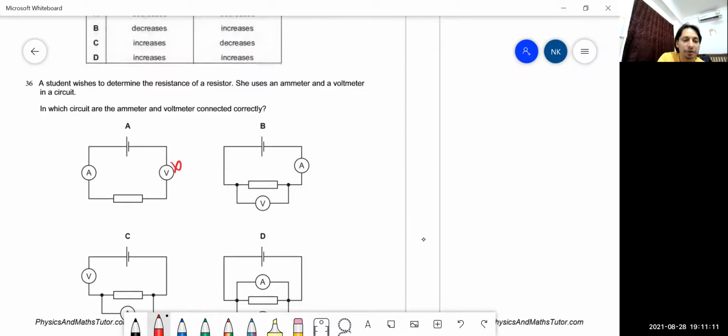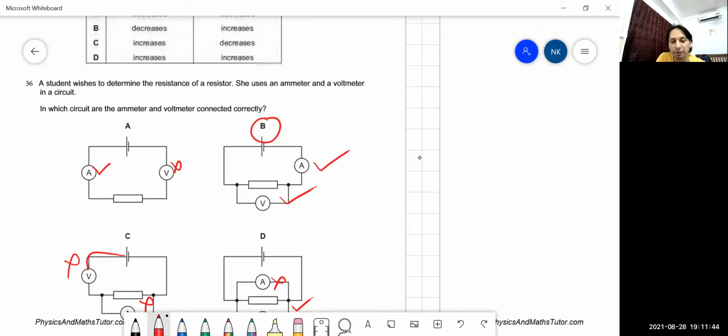This is a series combination. Voltmeter should be in parallel, children. Even though the ammeter is correct, the position of the voltmeter is wrong. Here the ammeter is correct, and the voltmeter is connected at the right position, so the answer will be B. But let me go to option C also. In option C, the voltmeter is connected directly with the battery, that is wrong. It can never be in a series combination. And the ammeter is also connected at the wrong position, it should be in a series combination. And here the ammeter is connected at the wrong place, the voltmeter is at the right place. So both ammeter and voltmeter are connected at the right place in option B.